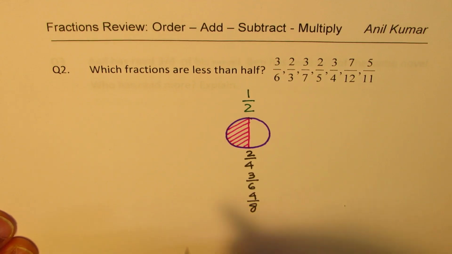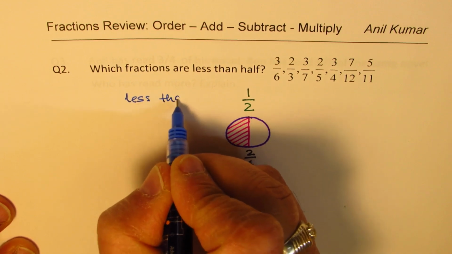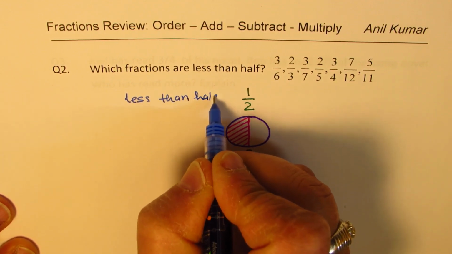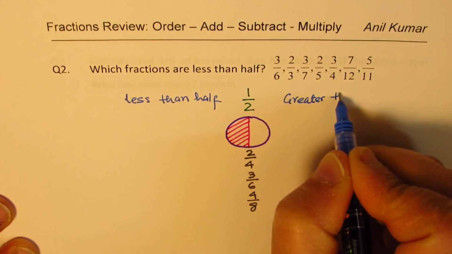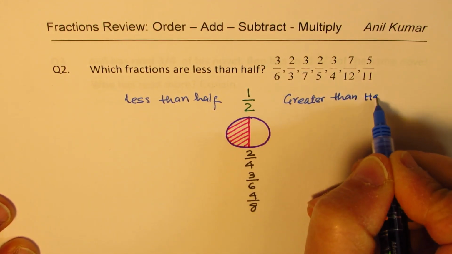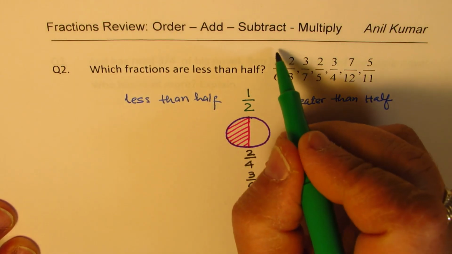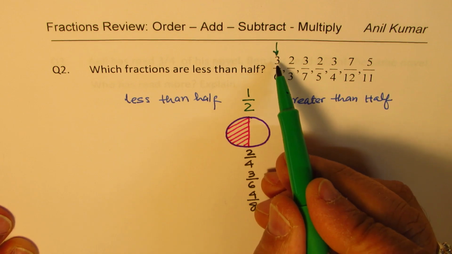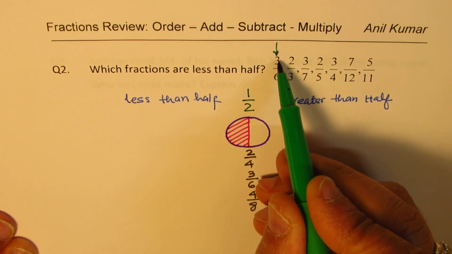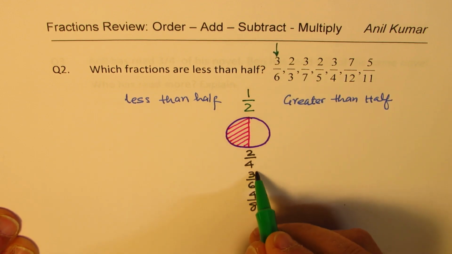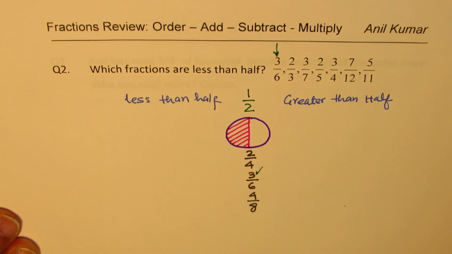Now if I have a number less than half, it goes on this side. And let us say this side is greater than half. How do we decide now? The simple thing is, we'll just see whether the numerator is half of the denominator, or less, or more. So with 6 and 3, it is exactly half, so it comes right here in the center. It is not on either side. You get the idea. Perfect.